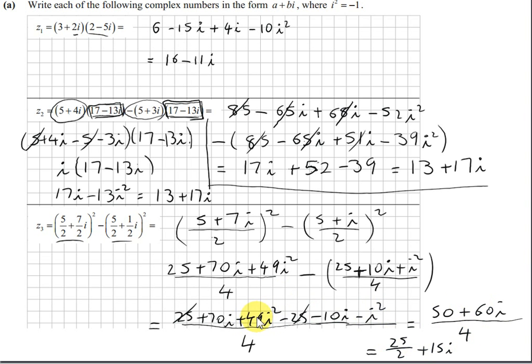Sorry, I slipped up here. I forgot to check the answer. 49 by i squared is minus 49. So we have minus 49 plus 1 here, giving minus 48. So we get minus 48 divided by 4 is minus 12. So this is the correct answer. Just checked it.